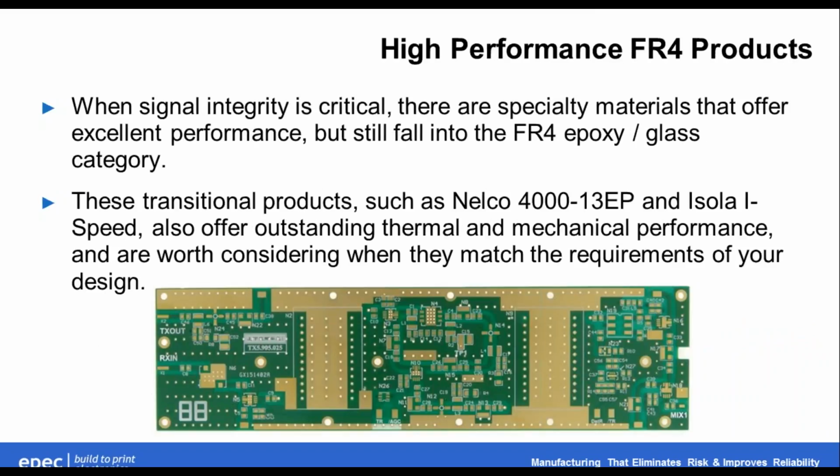Now there's a different classification of FR4 materials, high performance FR4s, and these, in addition to higher temperature, they have higher signal integrity as well. So when signal integrity is critical, there are specialty materials that offer excellent performance, but they still fall into the FR4 epoxy glass category. These are what I would consider transitional products, such as Melco 4000-13 EP and Isola iSpeed. And they offer outstanding thermal and mechanical performance, but they're also worth considering when they match the requirements of your design for signal integrity.